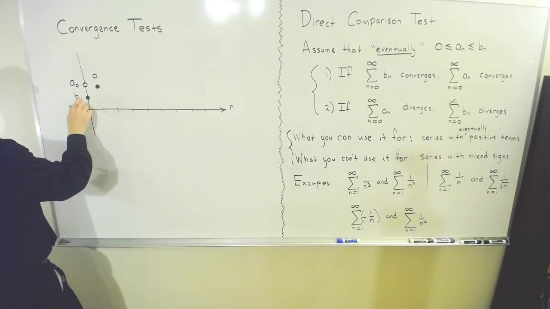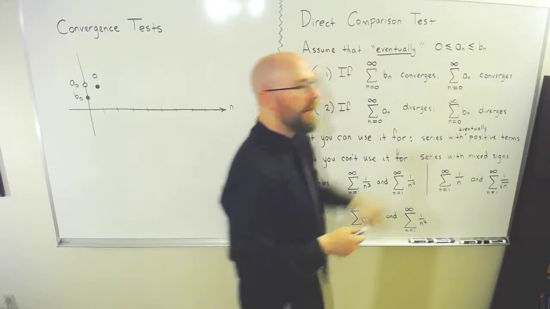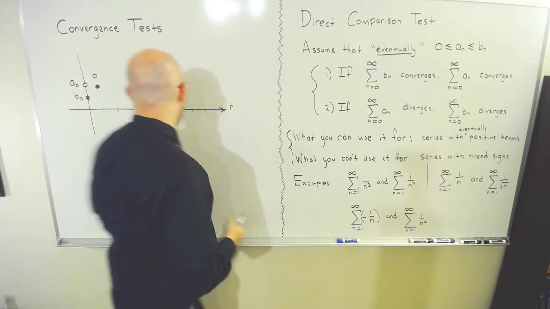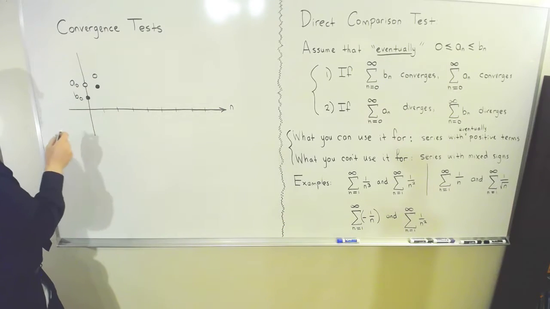Now you might complain and say, well, here the A0 is bigger than the B0, and over here I said that the B's are bigger. And that's exactly the point. I said eventually the B's are bigger. So that's why I'm drawing this where it doesn't necessarily do that at first.